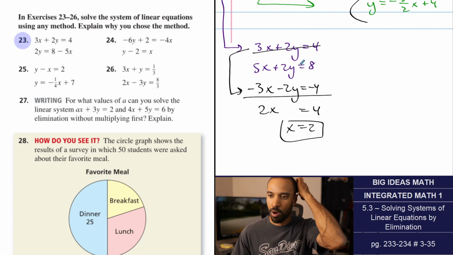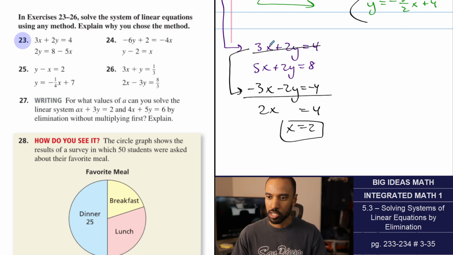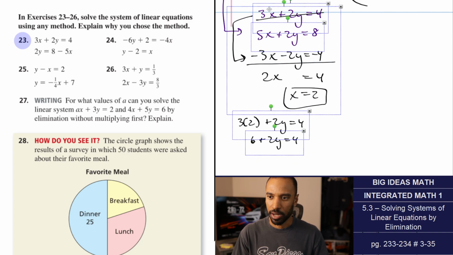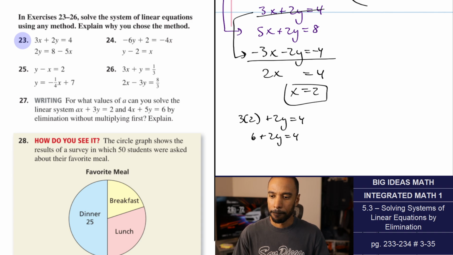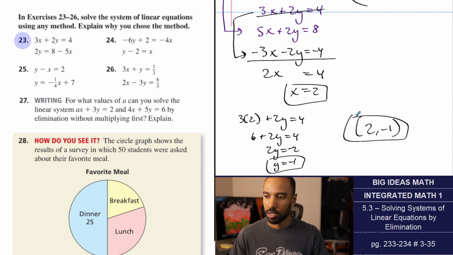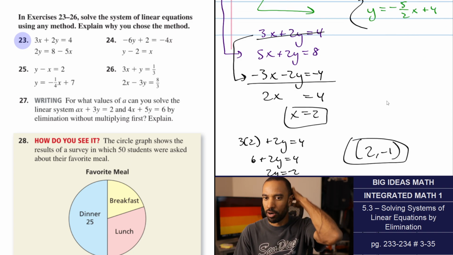And in terms of solving for y, let's do that top equation for substitution. 3 times 2 plus 2y equals 4, or 6 plus 2y equals 4, or I'm going to shift everything up, so I'm kind of running out of space here, or 2y equals -2 and y equals -1. So I got 2, -1 as my solution set. That was solving using elimination, probably the preferred, as we are in this section.